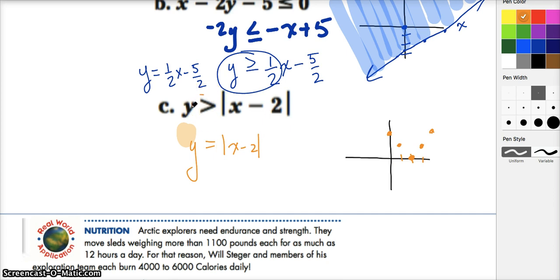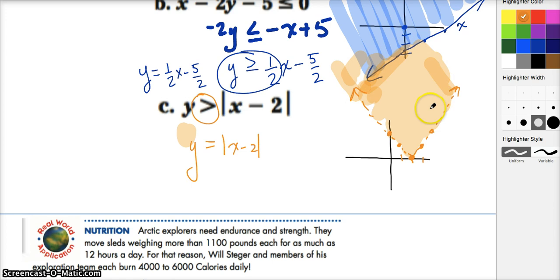However, I recognize that this is an inequality. It's going to be a dotted V. You guys get why? Because it's not or equal to. And now I'm going to treat this just like I did before. Y is greater than this thing. Therefore, I'm shading above. And so yes, even this absolute value V splits the plane into 2 distinct parts, and you can see that's what happened with this graph.